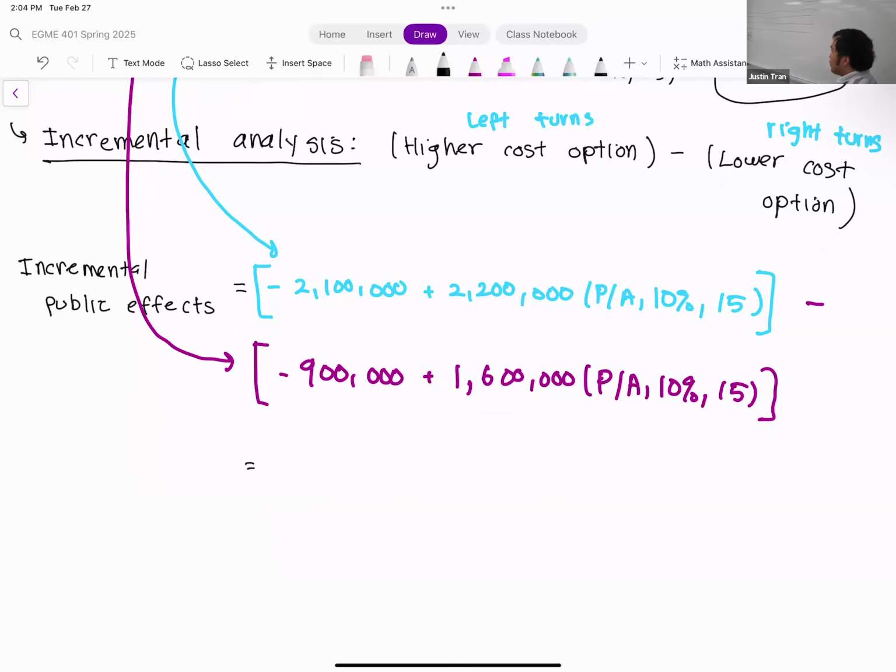Okay. All right, so we can do the arithmetic here. We have one conversion factor to look up. And so if we punch that in, we get around $3.364 million. So that right there is the incremental effect to the public. Okay.